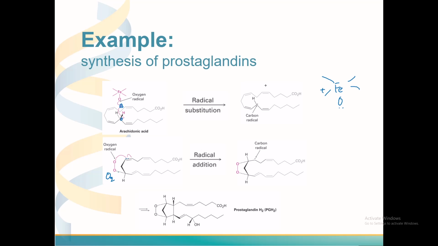You are adding these two oxygens to this radical arachidonic acid to form a new molecule called prostaglandin. So you have this carbon radical and so on, then in the end you have a prostaglandin. So you have both reactions, substitution and addition, in the synthesis of prostaglandin.